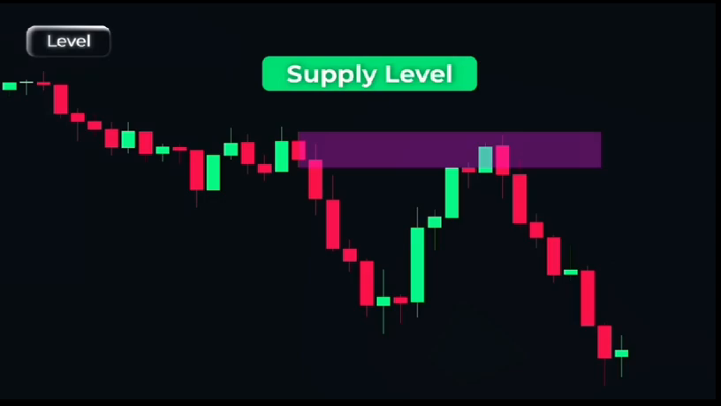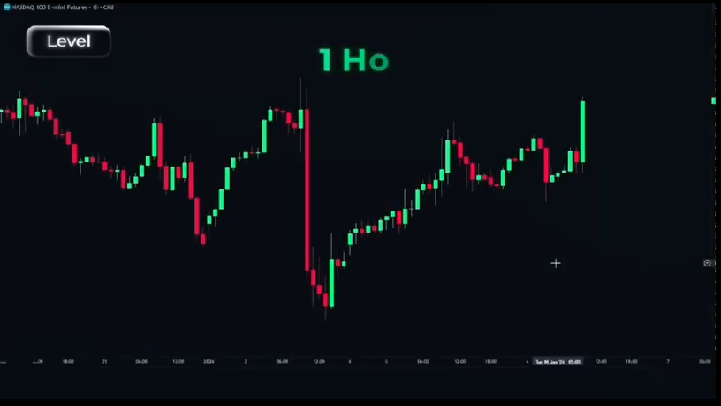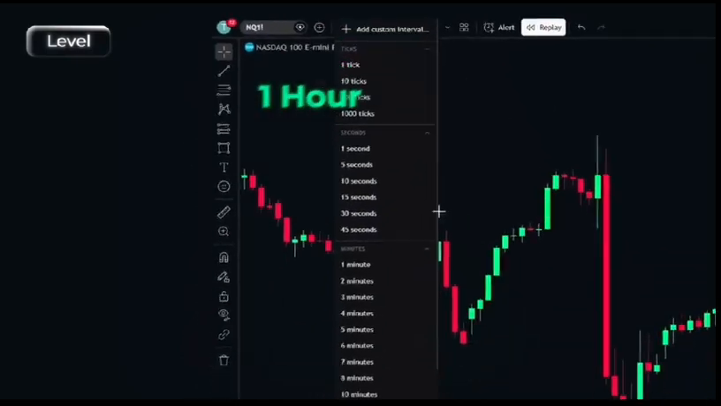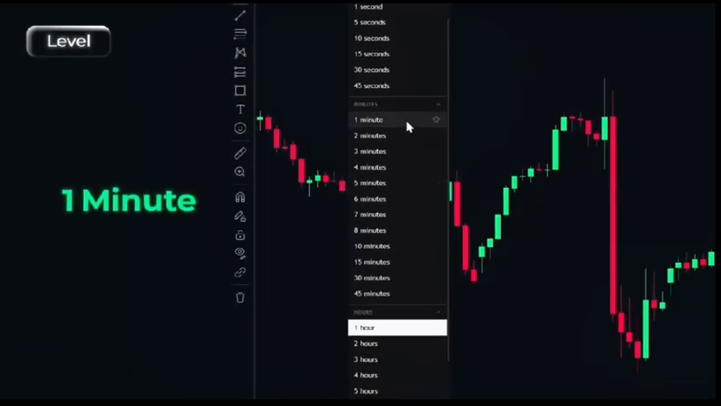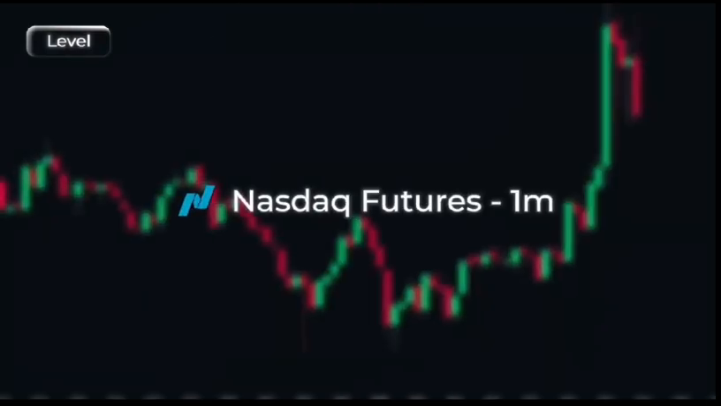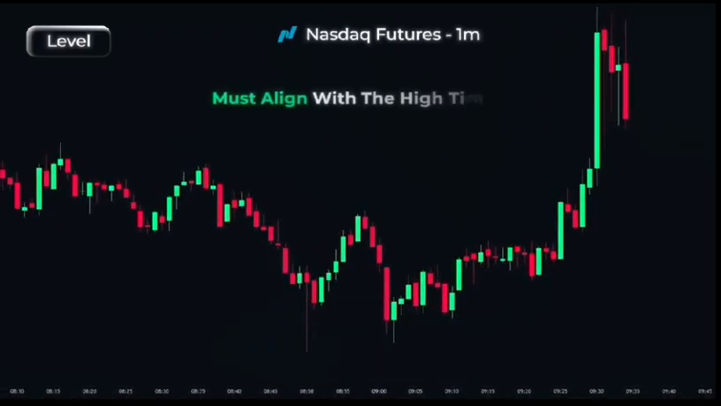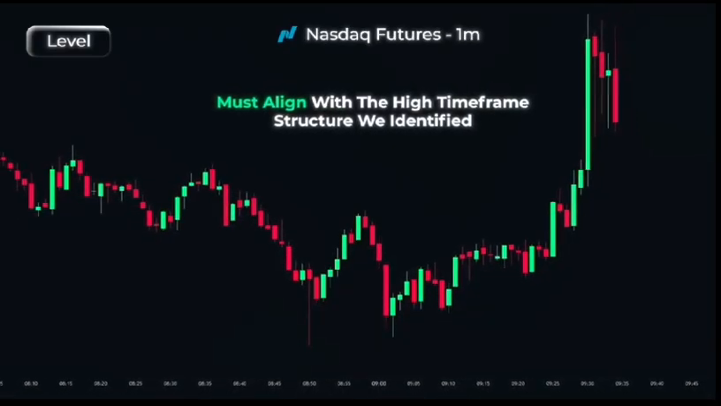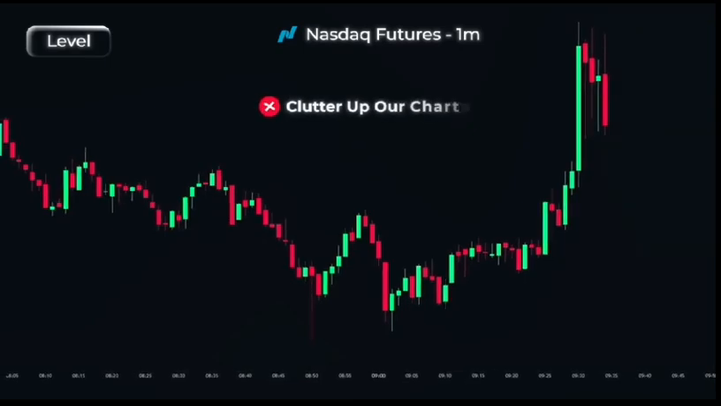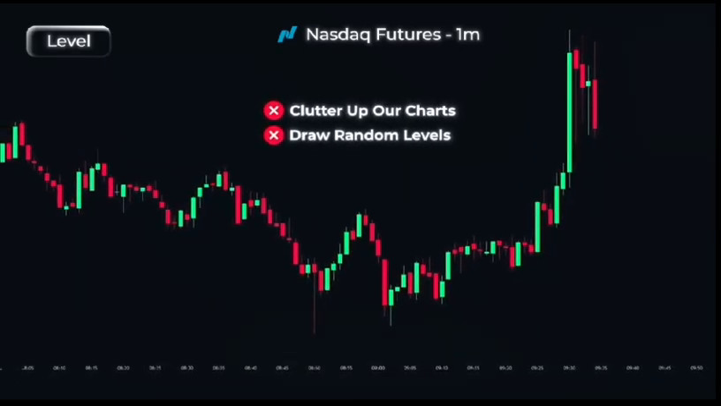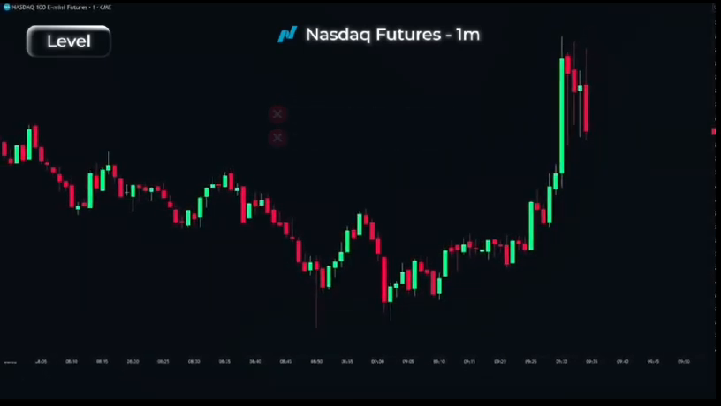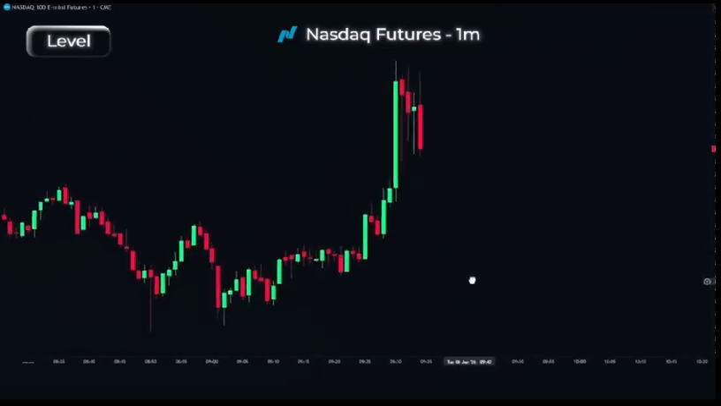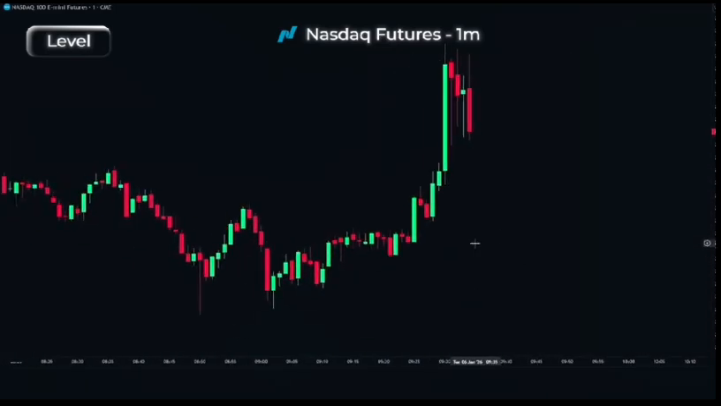Now let's go back to our chart and try to identify the supply and demand levels there. Here, we're still on the 1 hour time frame after we've identified the structure earlier. So now we go down to the 1 minute chart and find the levels there. And remember, the levels that we want to find here must align with the high time frame structure we identified. This is so that we don't clutter up our charts and draw random levels that we end up not using. So since the high time frame structure was an uptrend, we are only interested in finding demand levels. So let's find the recent demand levels in this chart.